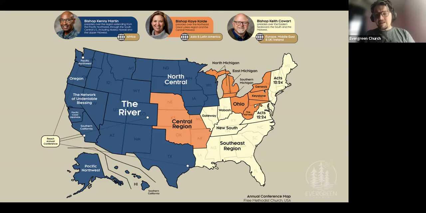So again, just touching back on the historical context, the Free Methodist Church started in New York, and also there was a group in Illinois. You can see that the majority of Free Methodists exist here in the Midwest: Michigan, Ohio, Indiana, Illinois, West Virginia, Pennsylvania, New York. This is where historically the majority of Free Methodists have existed.